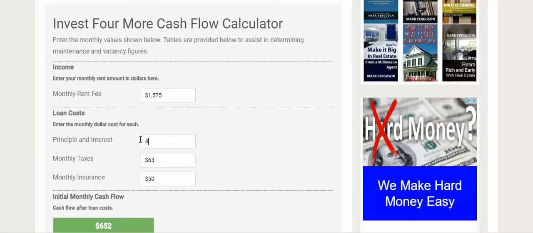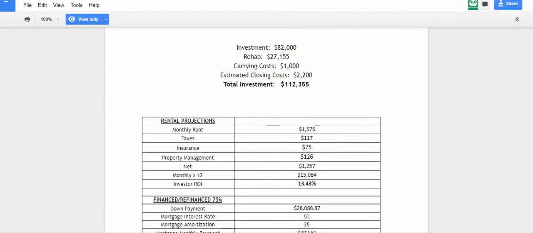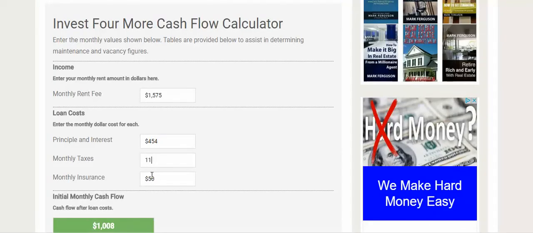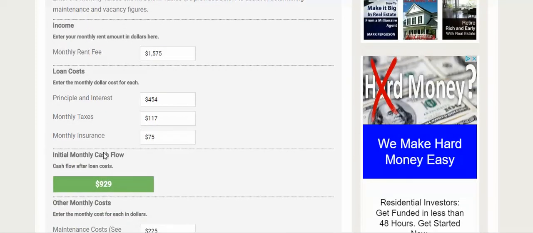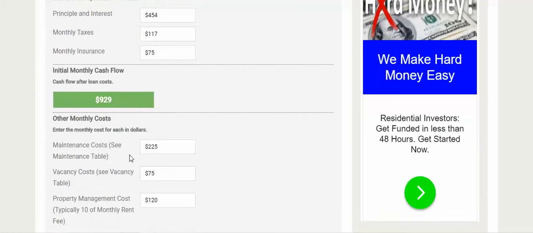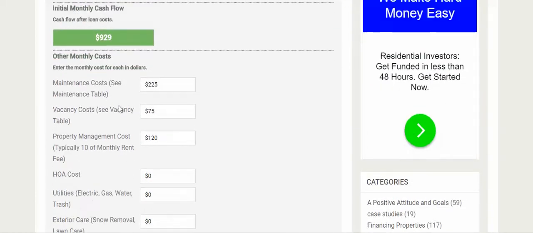So $454 here. Monthly taxes were, what were they? $117. Monthly insurance they had is $75. Our initial monthly cash flow, $929. That is so much better than the other one. So the other one was 500 and some on a house that is twice as expensive. All right, go down here to the maintenance costs and we'll figure these.